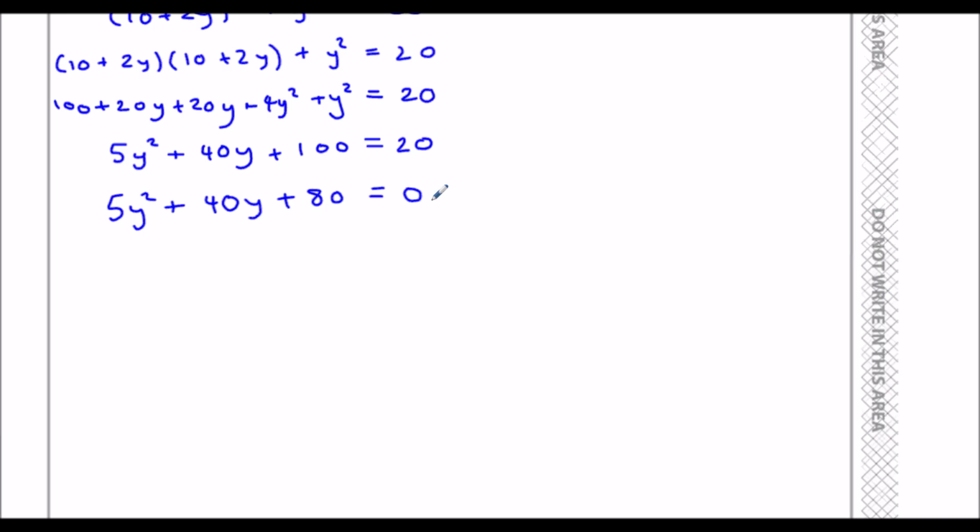Now I want to solve it. I'm going to simplify it first. So all of these numbers are in the 5 times table. So I'm going to divide the whole equation by 5. So that will give me y squared plus 8y plus 16 equals 0. Now it's a lot easier to factorize. I can factorize this. I'm going to put it in 2 brackets.